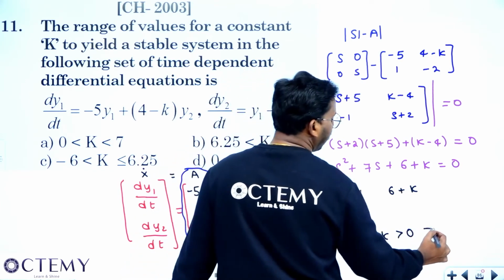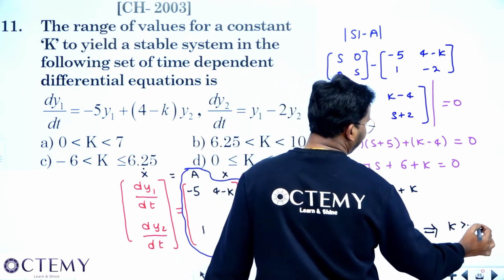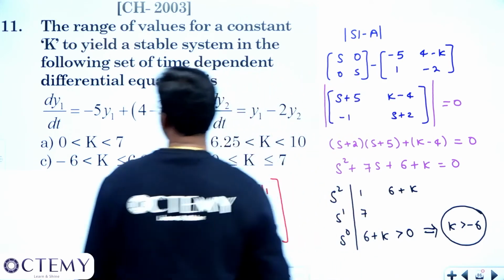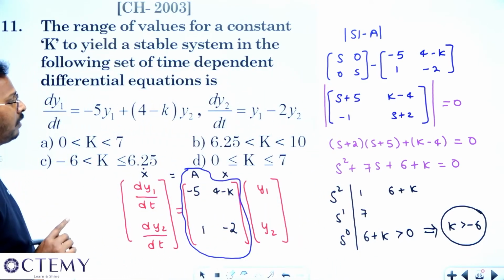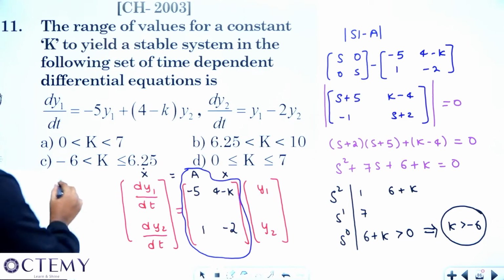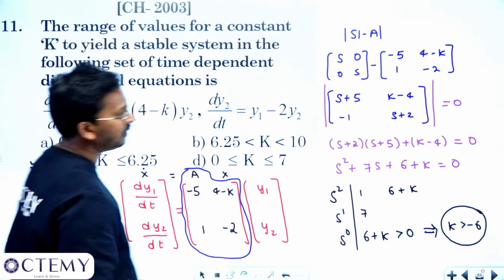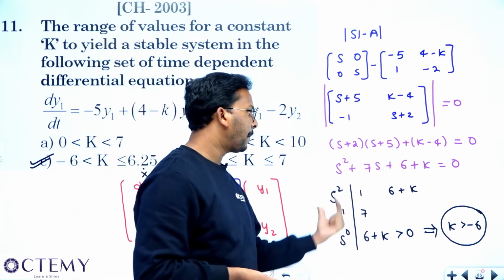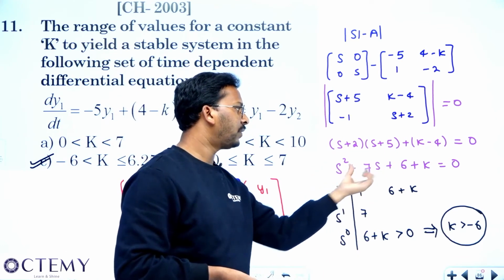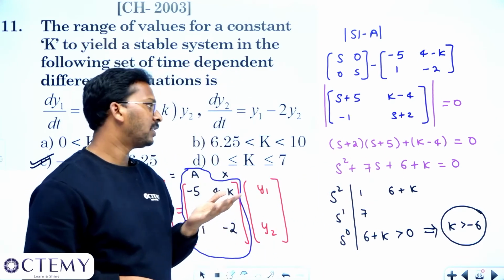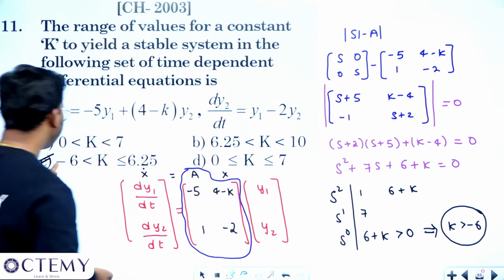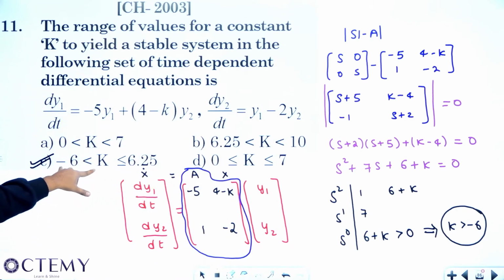That means k should be greater than minus 6. So when k is greater than minus 6, the system will have stable roots, right? So option C is perfectly matching. Or else the other way: this we'll study in electronics, and it is called the Routh-Hurwitz table. If you simply want to find the roots, find them as minus b plus or minus root of b square minus 4ac by 2a, and make the roots lie on the left hand side, right? Then also you'll get the same answer. k should be greater than minus 6, and that is only in this particular option, right?